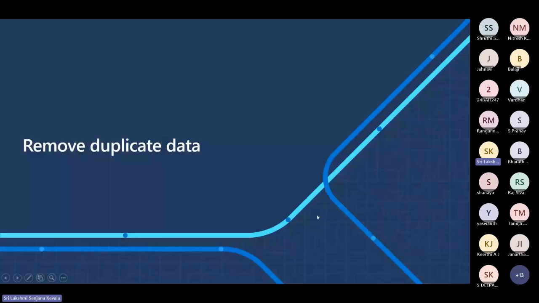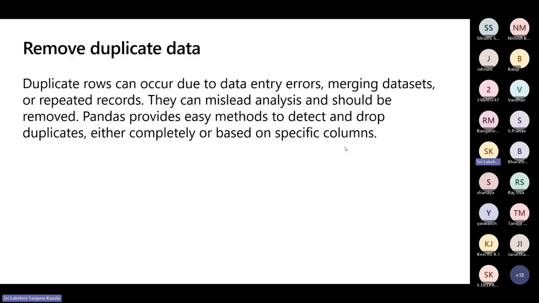So the third thing is removing duplicate data. Just like I explained previously, a customer has placed an order, and in the database it is showing twice. That means it's not correct.